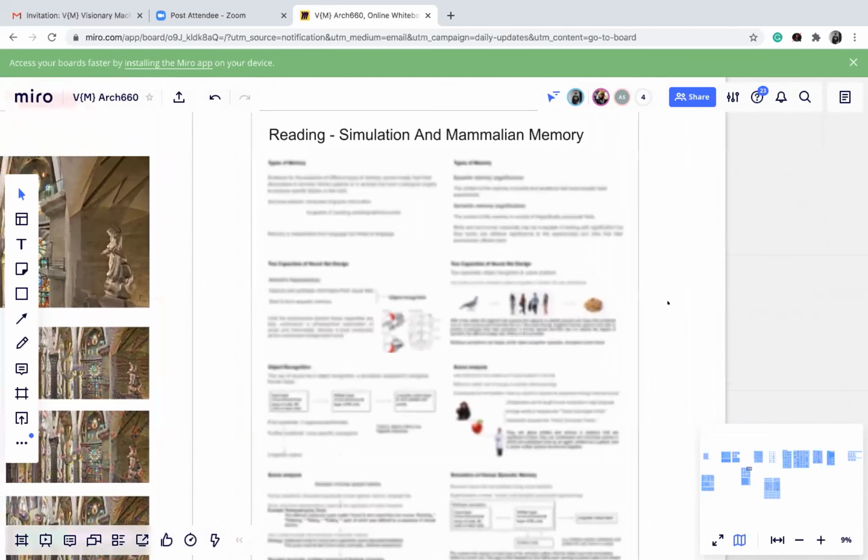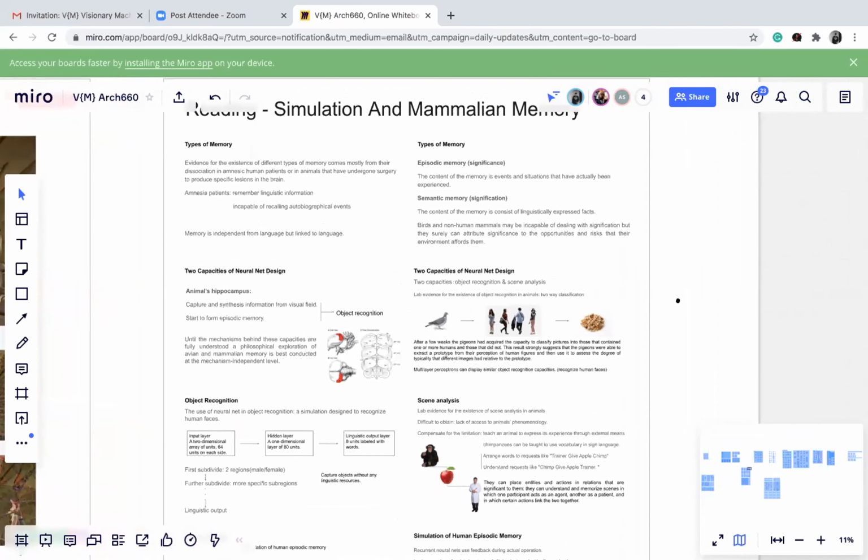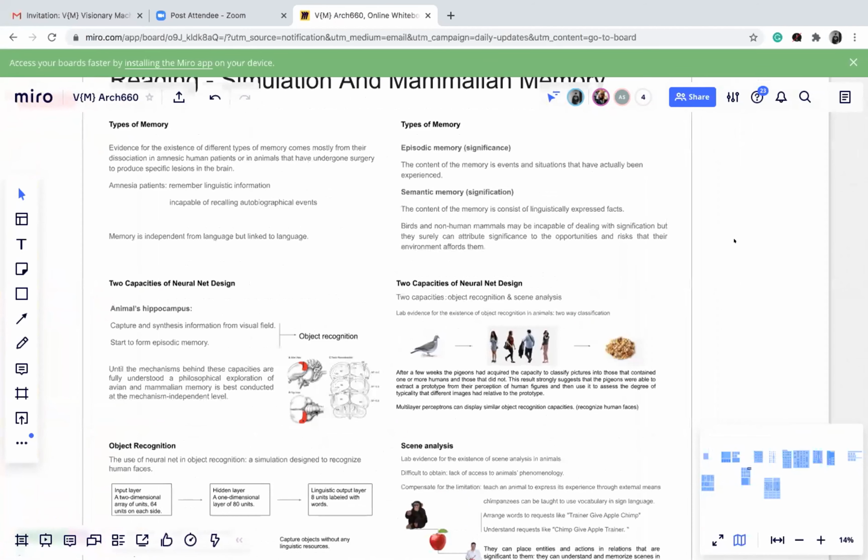Yeah, I read the chapter Simulation and Mammalian Memory, which is chapter 7 of the book Philosophy and Simulation. Basically, this chapter describes how to use neural design to simulate the mechanism of the memory of animals and humans. Like, how could AI capture the information in the visual field and calculate different weights of the information, then give some feedback to reality.